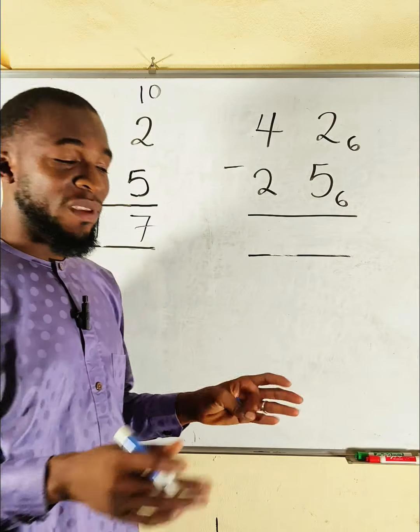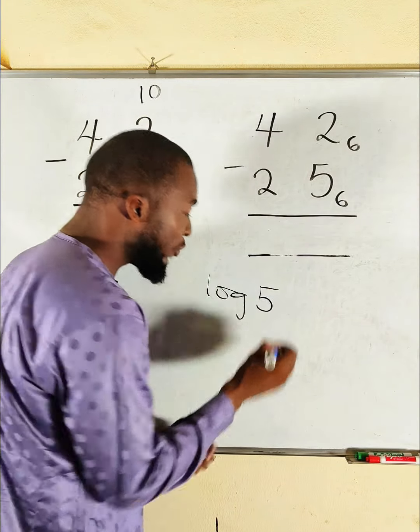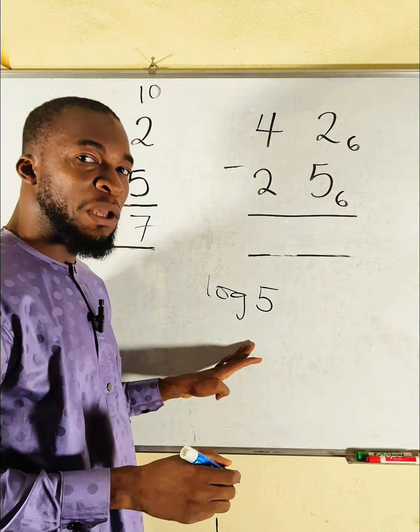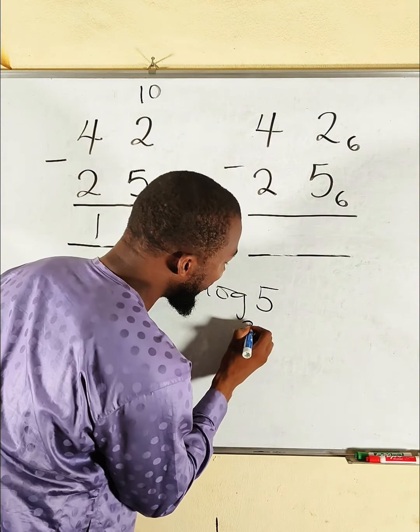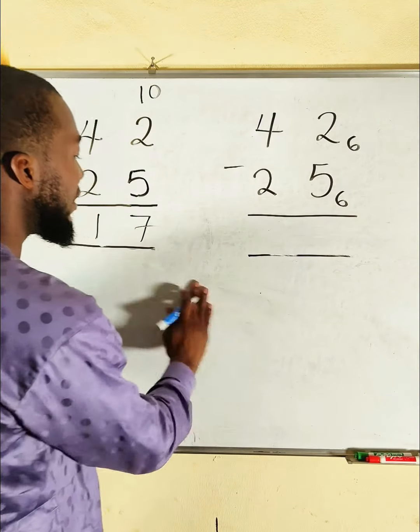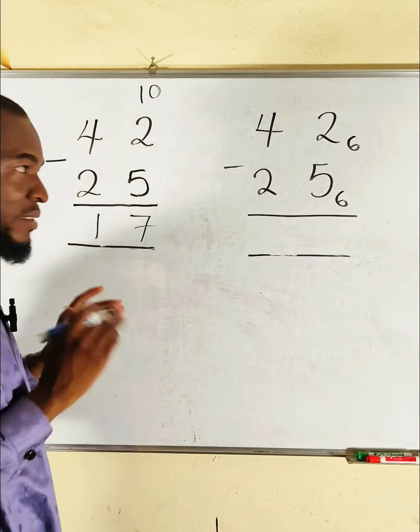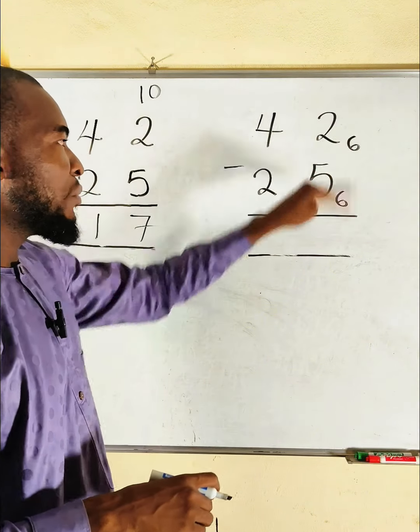Just like logarithm, if you see a log, just like this, log 5, for example, you should know that this is in base 10. But if it is not in base 10, it will surely be written here. Maybe if it is base 2, it will be written. The same thing goes to numbers. If you see a number without a base, it is in base 10. So 42 minus 25, all in base 6.